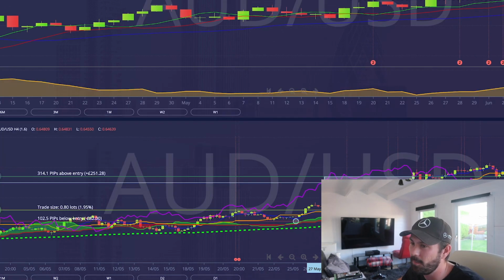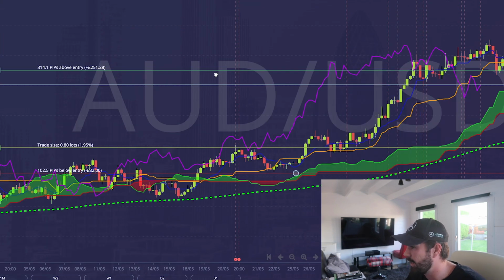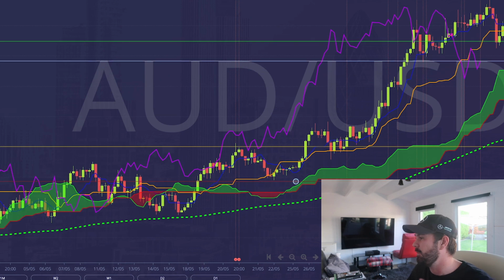So let me just go back to my theory on this. Remember, I am for the small account people because I have a small account. So I feel like the Ichimoku Cloud strategy is great, but only if you have a big account. And also you've got to take into account the news.